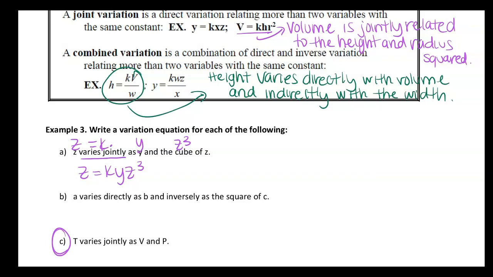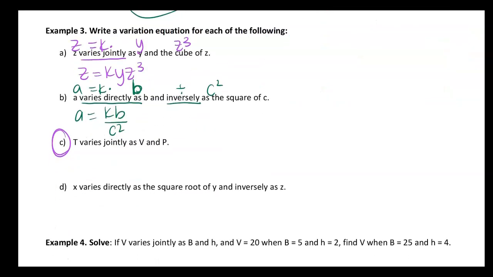For letter B, it says A varies directly as B and inversely as the square of C. Varies directly as means you have equals K times. So we're going to have A equals K times B. And inversely means you're going to need to divide by the square of C. So we're going to do C squared. I already have the B value being multiplied by K. I can't put another K. If you look at both of these, you only have one K value. It's right there. You can't have multiple Ks. So we're going to write this out as A equals K times B divided by C squared. That's your answer. Right now, try letter D.